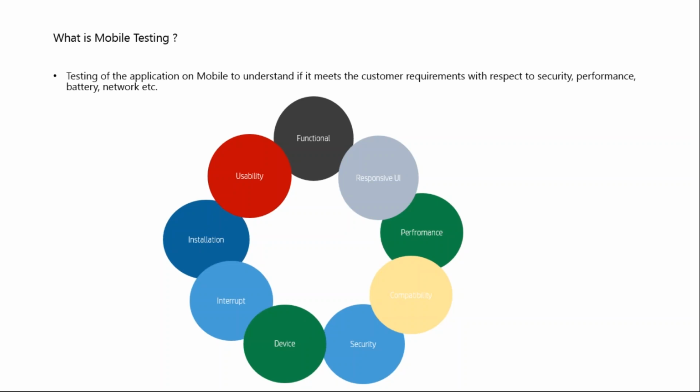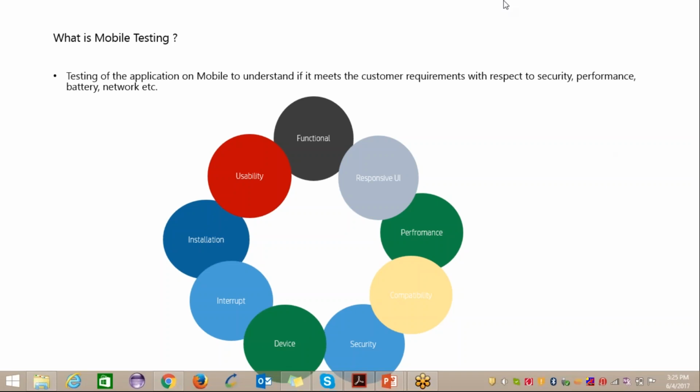Installation. When I say installation, how do you really install any web application on your mobile? So you go to Play Store and you have to download it, right? So when you download, at that time your application is getting installed on your mobile devices. So again, this is also another important thing, one of the checklist points in mobile testing that we cover.